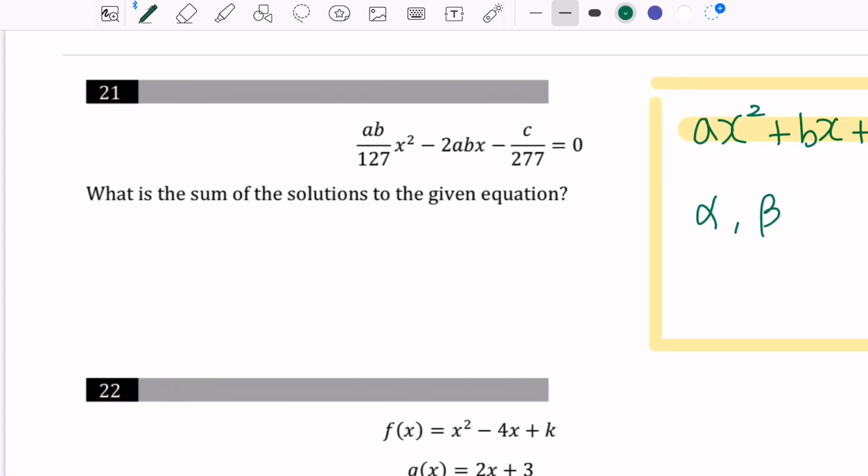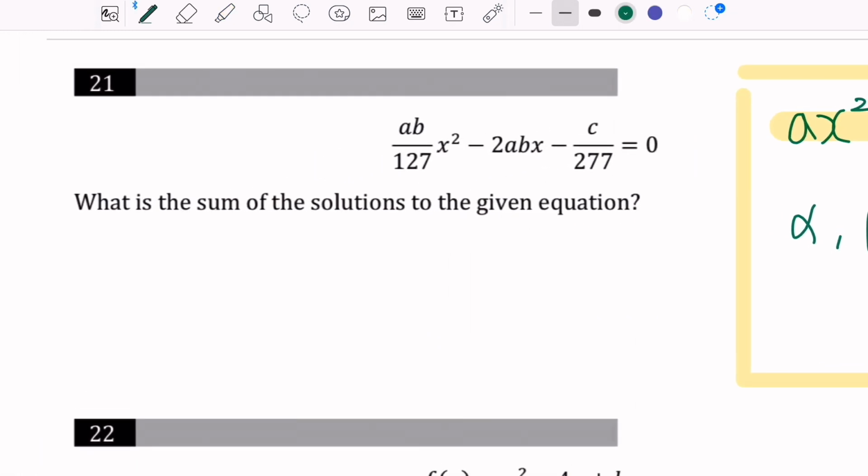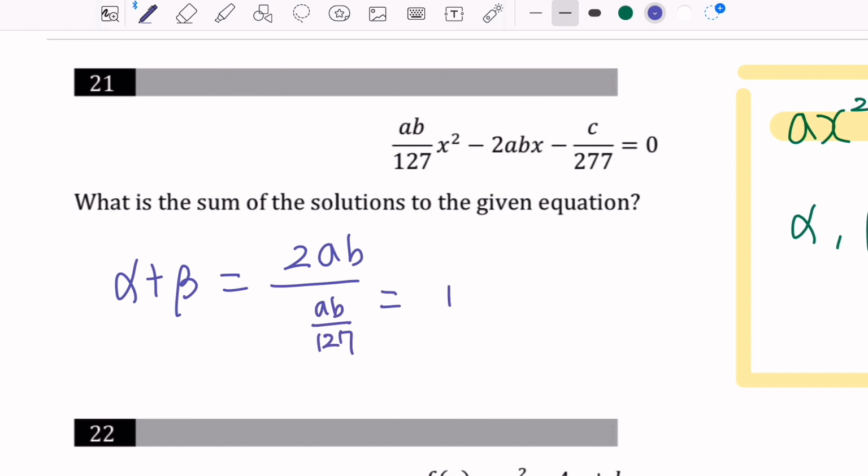So in this case, it's asking us about the sum of the solutions. So it would be alpha plus beta. So it would be 2ab over 127, which is 127 times 2. So it would be 254. The answer would be 254.